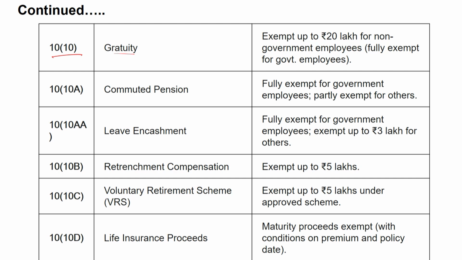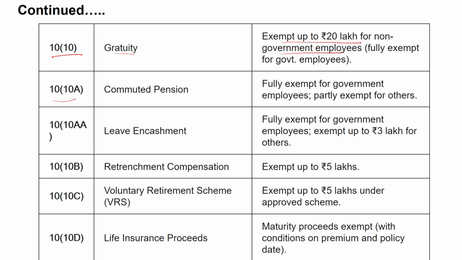So any income of gratuity, if it is received by a government or non-government employee, in such cases the income is exempted up to rupees 20 lakh for a non-government employee, whereas for government employees, whether they are central or state government employees, the gratuity income is fully exempted from taxes.